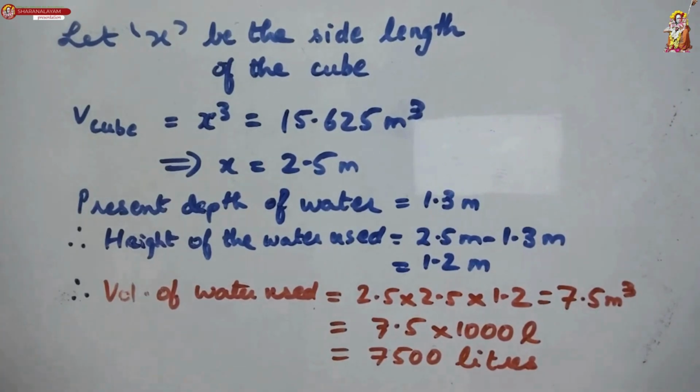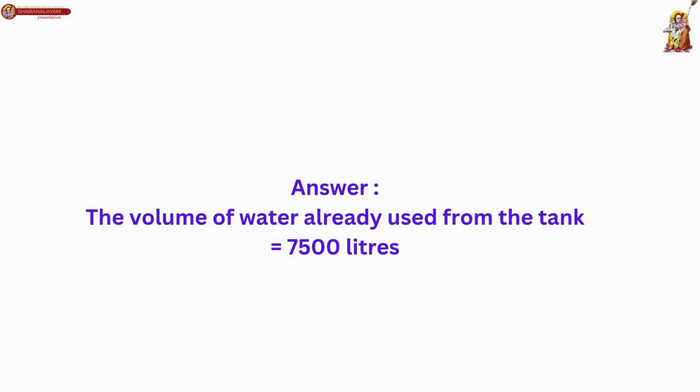Now, 1 meter cube equals 1000 liters. So, 7.5 when we multiply by 1000, we get 7500 liters. So, the volume of water already used from the tank is 7500 liters.